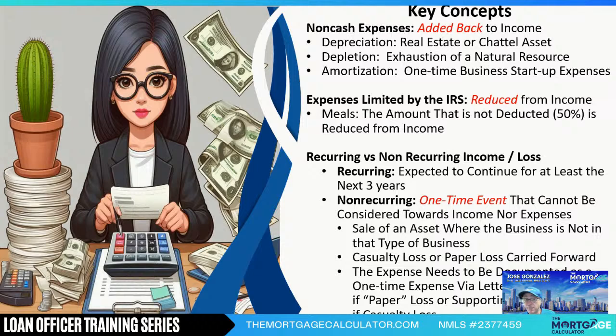And likewise, if they got that paper loss that they're carrying forward for the next 20 years, you can add that back. The important thing is to have a letter of documentation, preferably from the tax preparer, documenting what it is, and possibly providing additional documentation to support the letter if it's sort of a convoluted situation, right? Which I just mentioned on the last bullet point, which is so important. The expense needs to be documented as a one-time expense via letter from the accountant if a paper loss, or supporting documentation if a casualty loss.